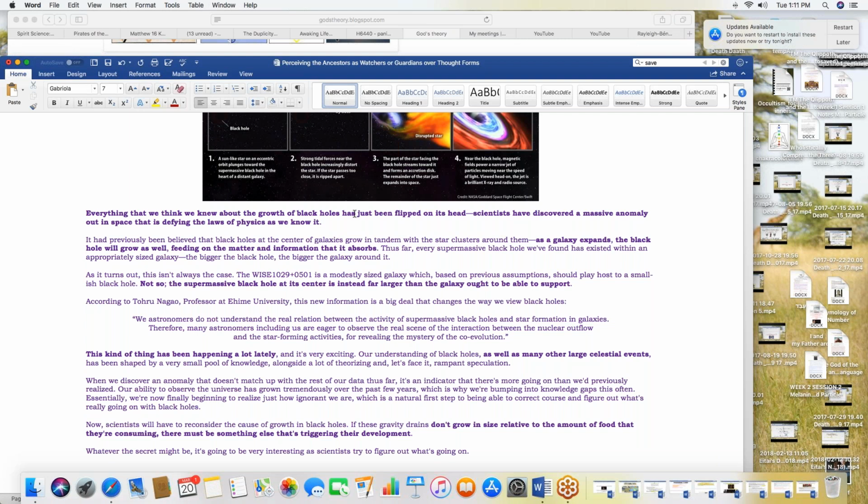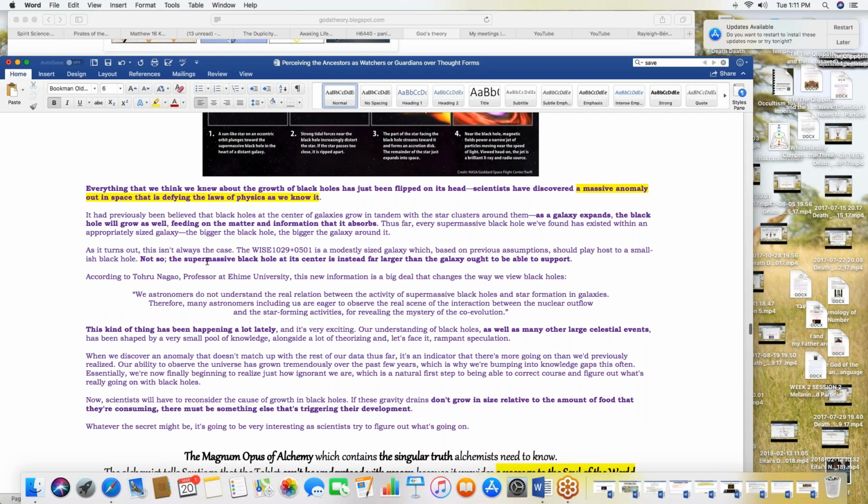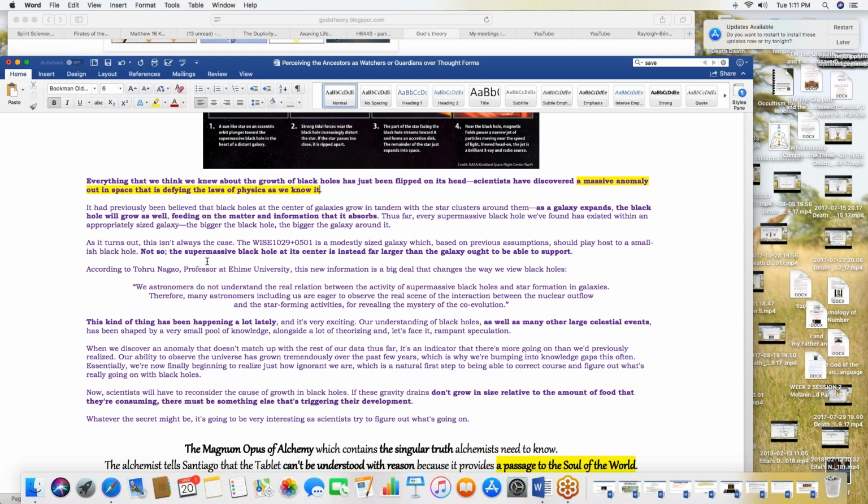Scientists have discovered a massive anomaly out in space that is defying the laws of physics as we know it. It was previously believed that black holes at the center of a galaxy grow in tandem with the star clusters around them. Fooled you.